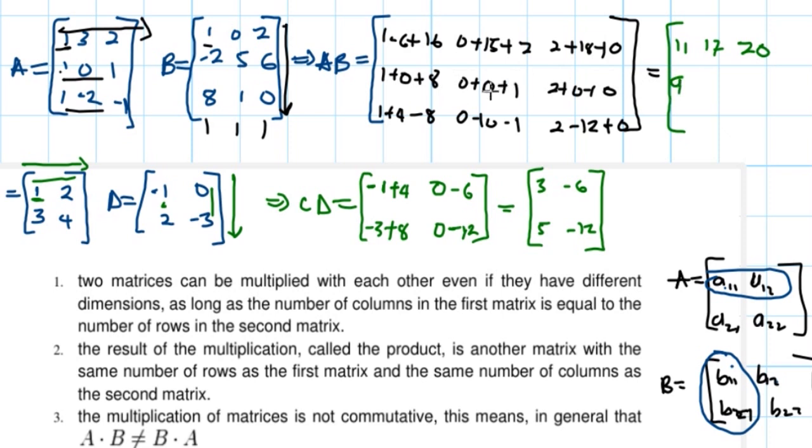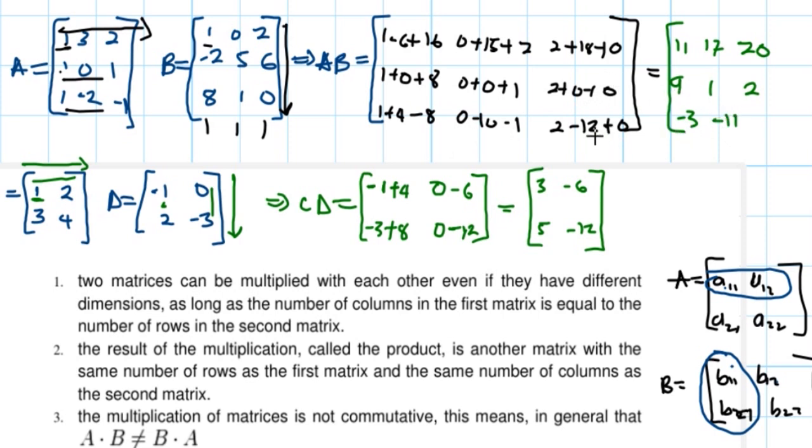This is 9. This is 1 here. And this is what? This is 2 here. 2 plus 0 plus 0. Then we have this 1 plus 4 minus 8, which is minus 3. Alright. Then we have 0 minus 10 minus 1, which is minus 11.